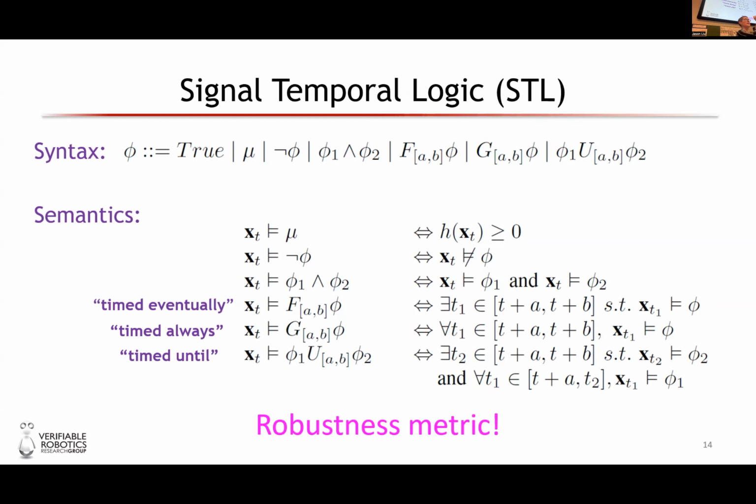So the sign of the robustness metric tells you whether it's true or false, but you also have a number that tells you how far you are. So you can think about robustness, which is really nice. Okay, and this would be an example.